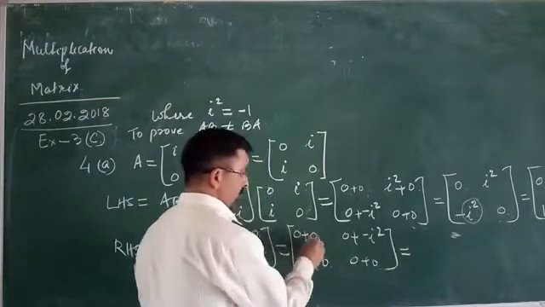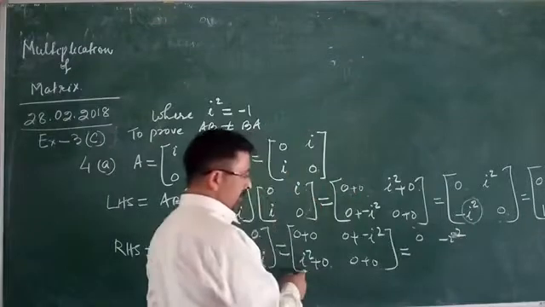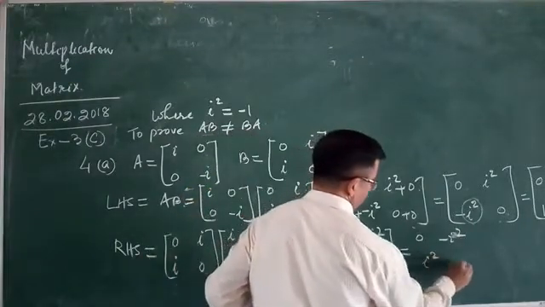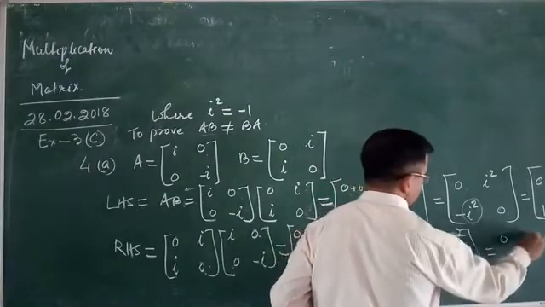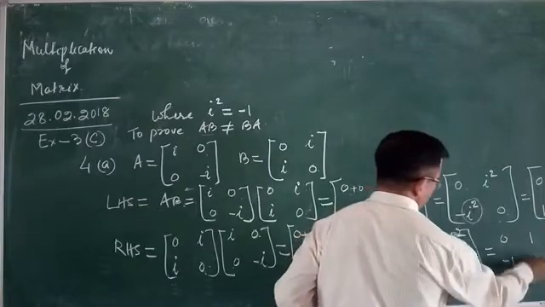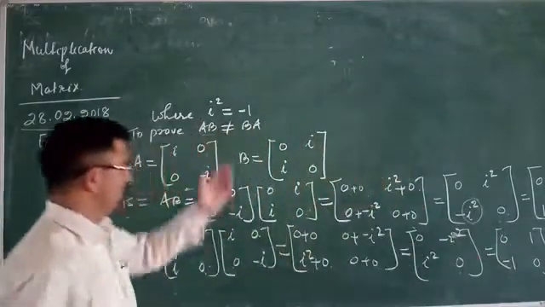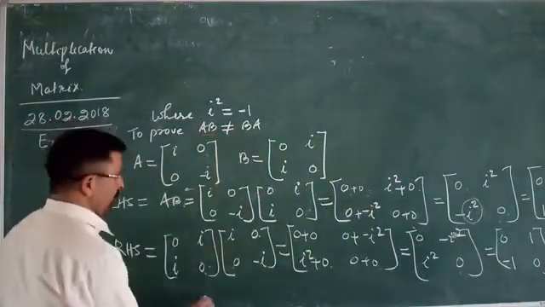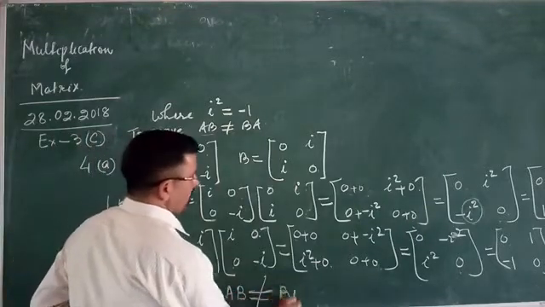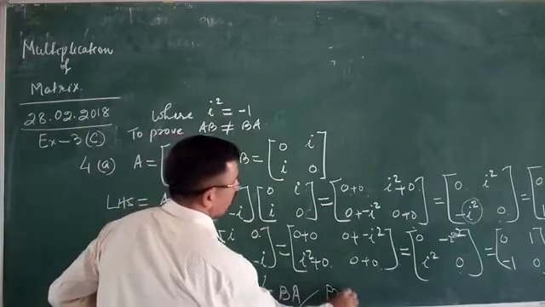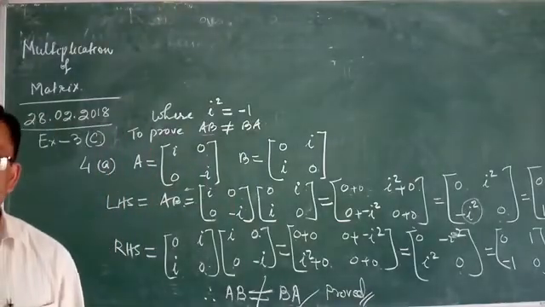This is equal to 0 plus 0, 0. This is minus I square, this is I square, and this is 0. Finally, we can write the answer. This will remain as 0. This is positive 1. This will be negative 1. This is 0. Now you have both the answers in front of you. Are these two same? No. Therefore, AB is not equal to BA. Proved. Clear?